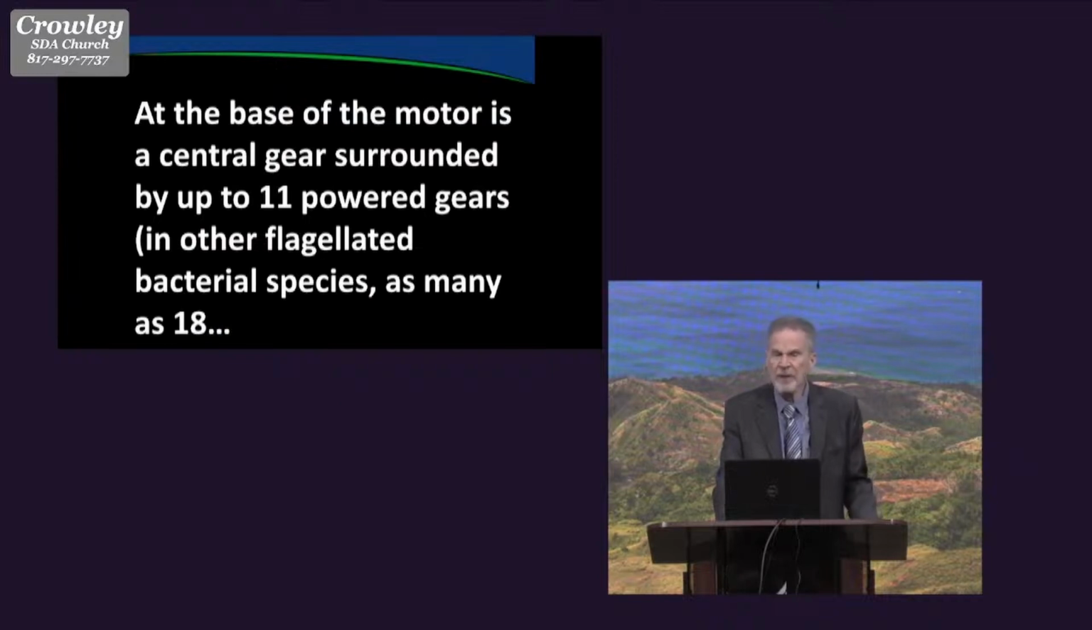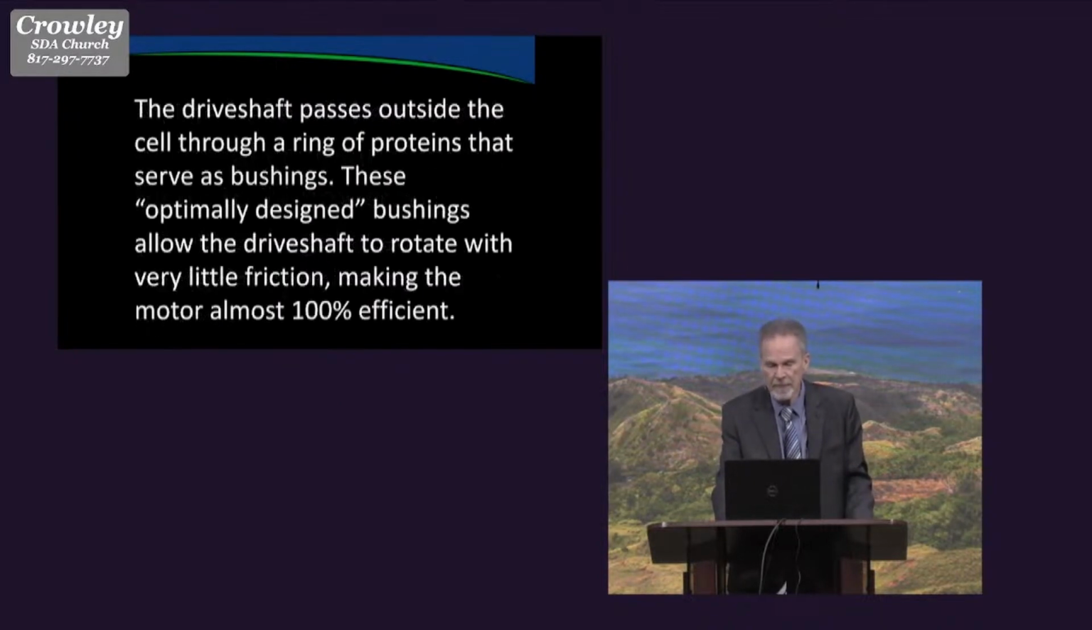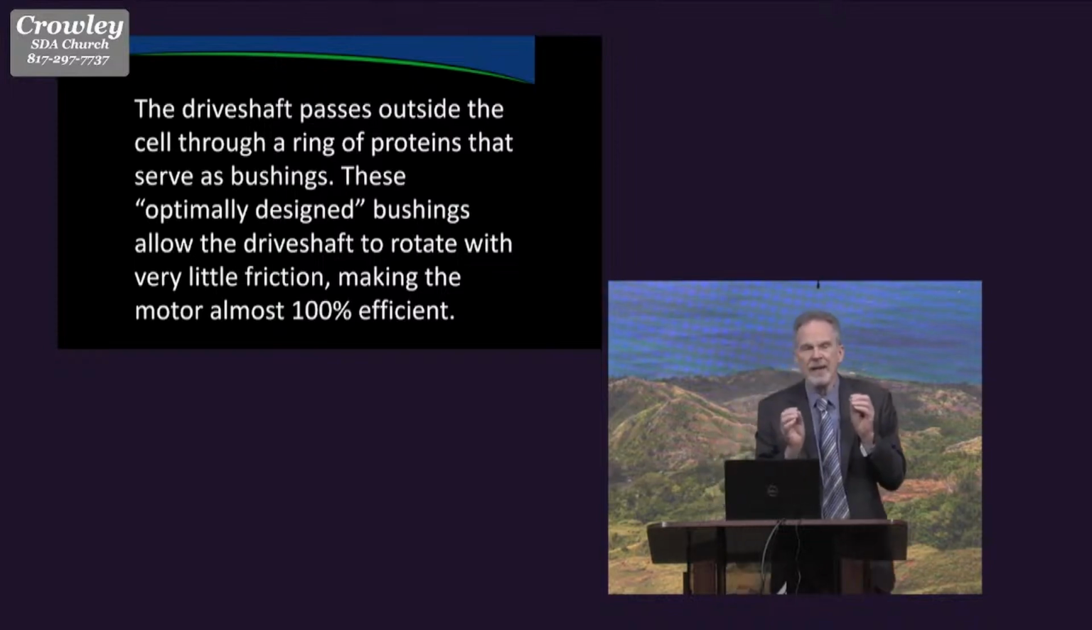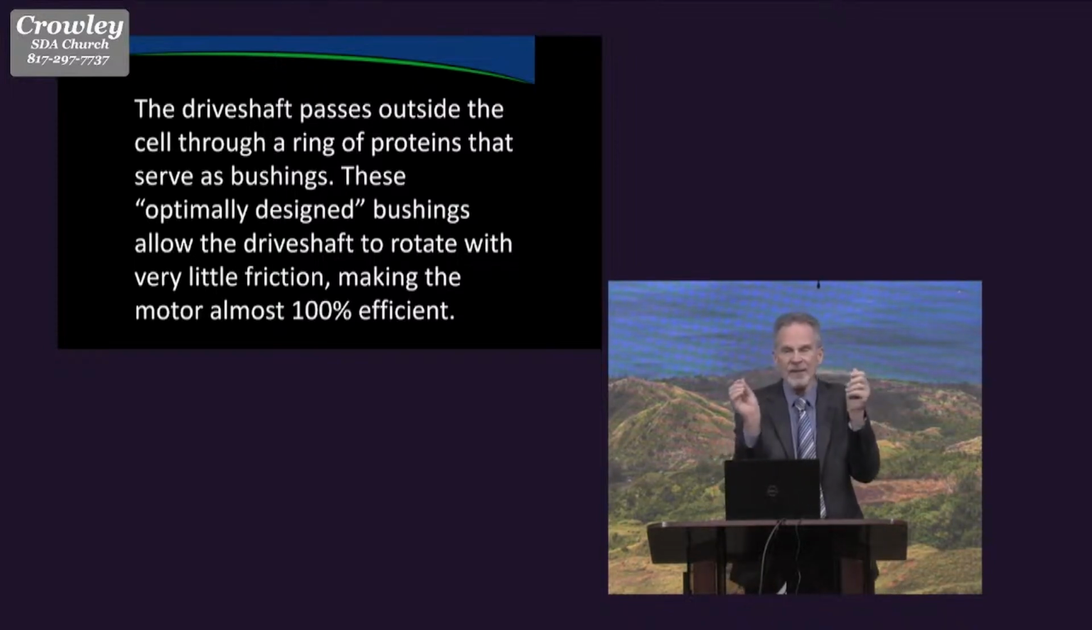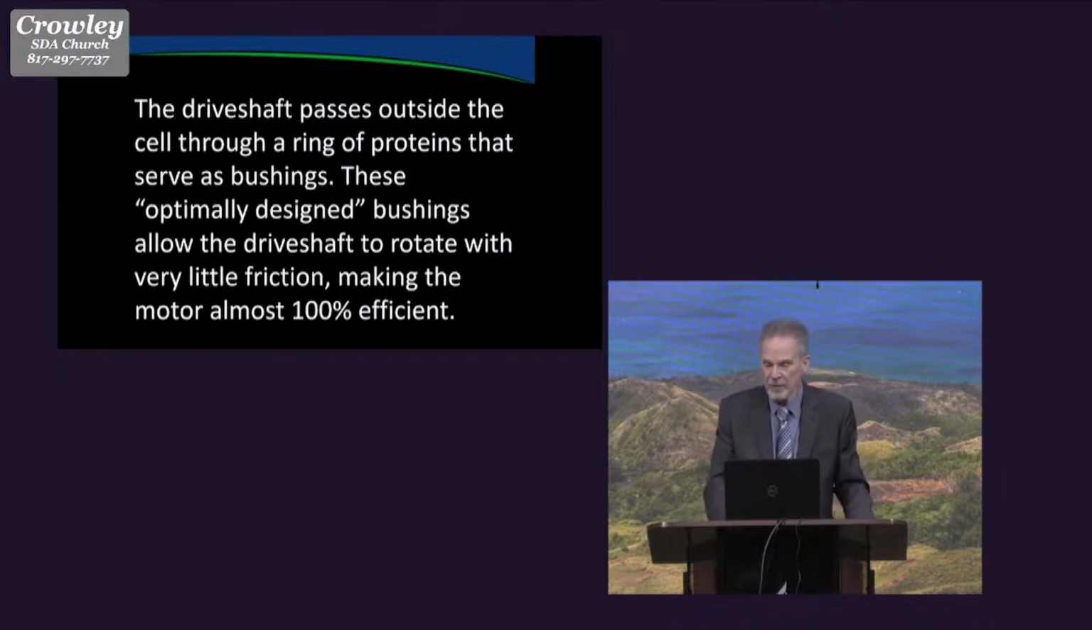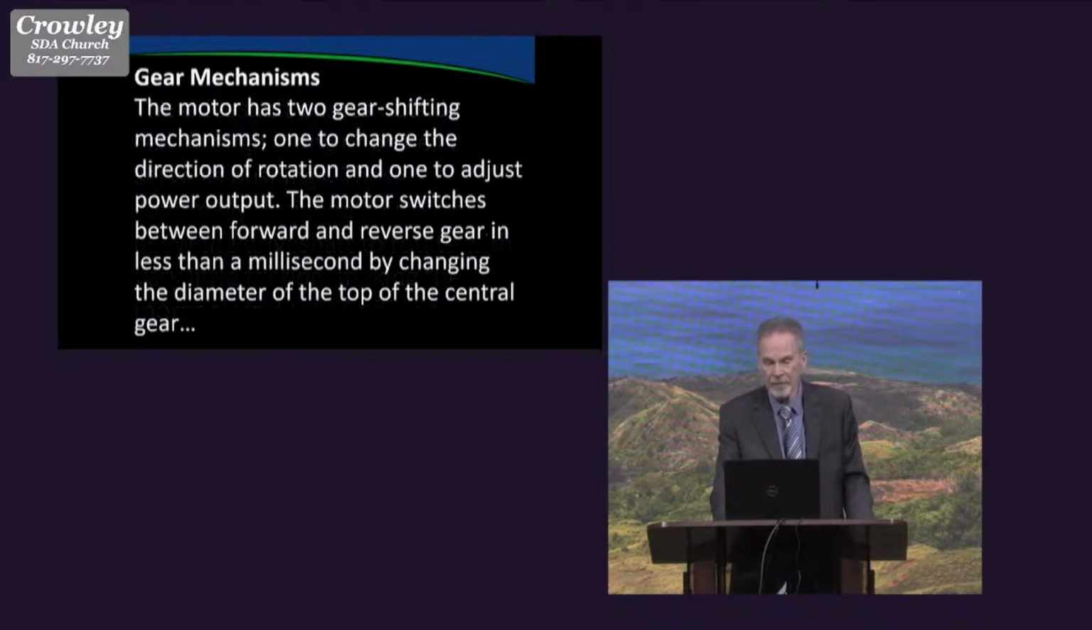The base of the motor is surrounded by a central gear with up to 11 powered gears. In other species, as many as 18. The drive shaft passes through a ring of proteins, and if you take two magnets that have the same polarity and you put them together, you know how they repel against each other? Well, these component parts have a similar reaction. They don't actually physically touch, okay? They float against each other. So it makes this thing almost frictionless, almost 100% efficient without friction. That's why they can spin at those speeds and not overheat and burn themselves up.